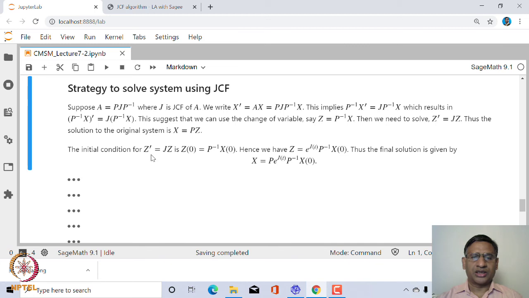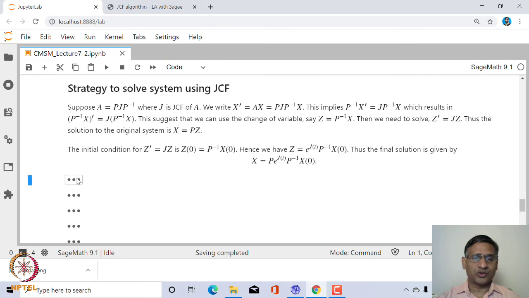So what will be the solution in this case? Solution of Z dash t is equal to Z, this is going to be e to the power Jt times P inverse x naught, right. Now J is the Jordan canonical form of A, and finding the exponential of a Jordan canonical form is an easy task, you can always find this. So that is the solution.